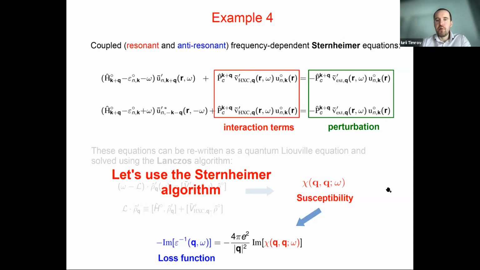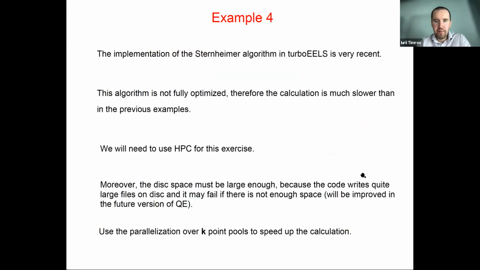So even though it's slow, we can see that this method gives exactly the same spectrum as Lanczos. The two methods are very different, but they give exactly the same spectrum. This is very interesting, and we want to check that.